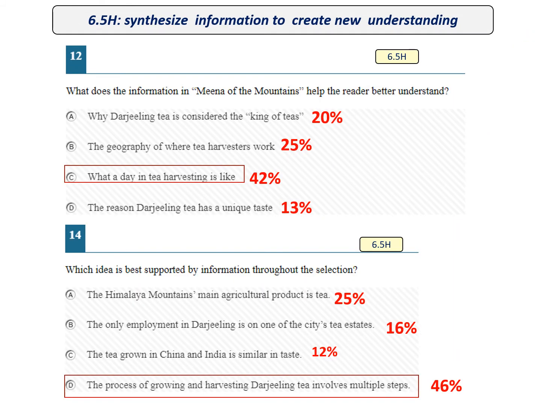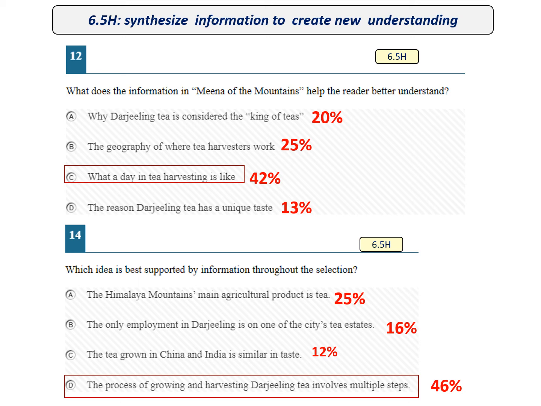Question 12 reads, what does the information in Mina of the mountains help the reader better understand? The correct answer was C, what a day in tea harvesting is like. 20% were distracted by A, which is incorrect because it applies to other sections of the selection, but not the section on Mina.